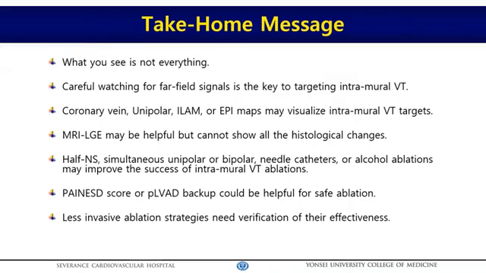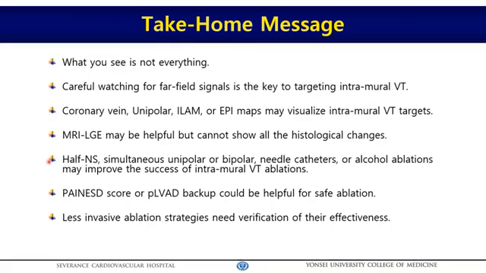Okay, this is my take-home message, ladies and gentlemen. What you see on the 2D map is not everything, and careful watching for far-field signal is the key to targeting the intramural VT. Coronary vein, unipolar, ILM, and epicardial maps may visualize intramural VT targets. Late gadolinium enhancement may be useful, but cannot show all the histological changes.